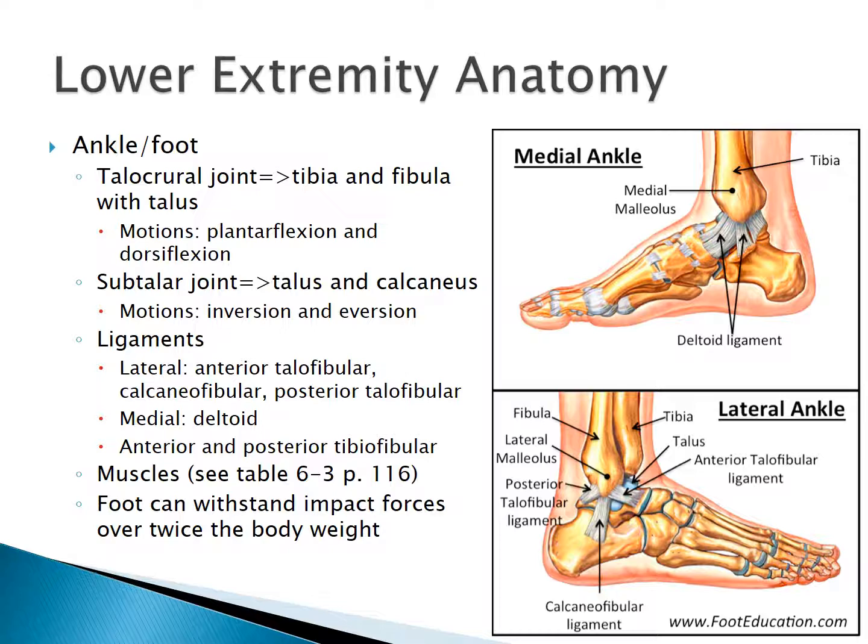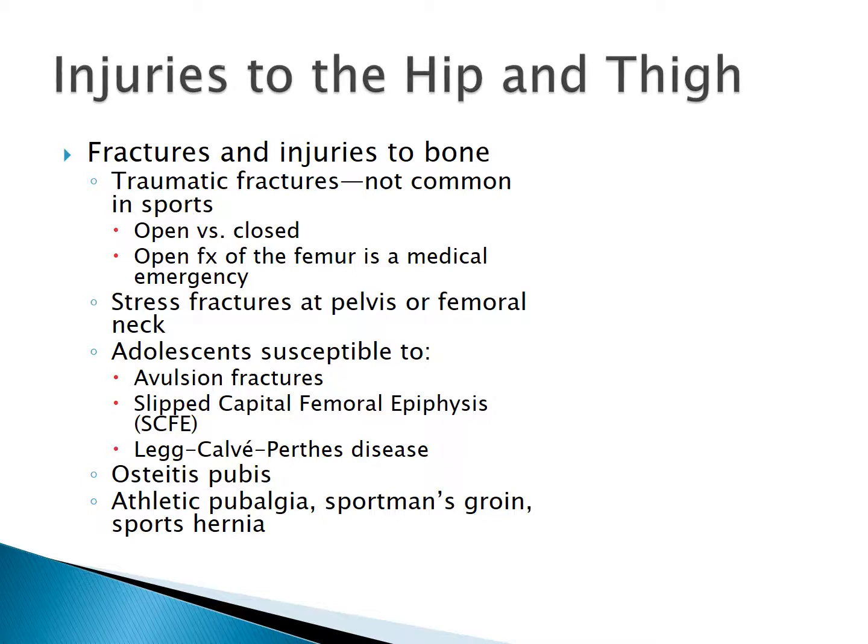Each foot has 26 bones, 7 tarsal bones, 5 metatarsals, and 14 phalanges. It also has 38 individual articulations. The anatomy of the foot is such that it can withstand impact forces twice the body weight. Next, I will discuss injuries that occur to the lower extremity, beginning with the hip.